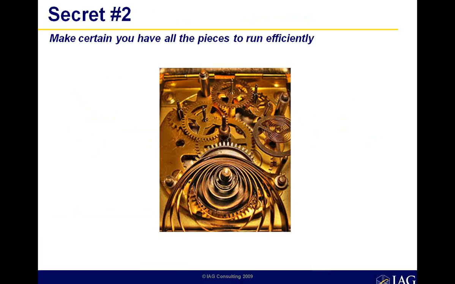So the second secret that I want to share with you today is make sure you have all the pieces to run efficiently within your analyst organization. Now, I'm not talking about pieces in your documentation, because we've just proven that the wrong piece at the wrong time creates all kinds of problems. But what I'm talking about is, to do requirements well, you need to have a lot of pieces within your organization around process, around technique, around staff, around governance, etc., that all need to fit together.